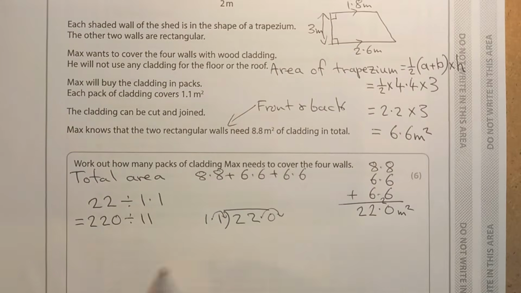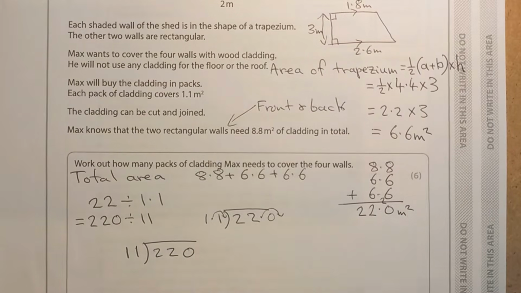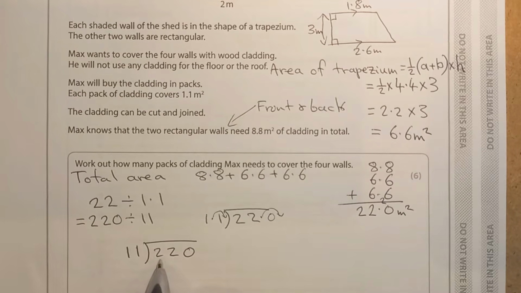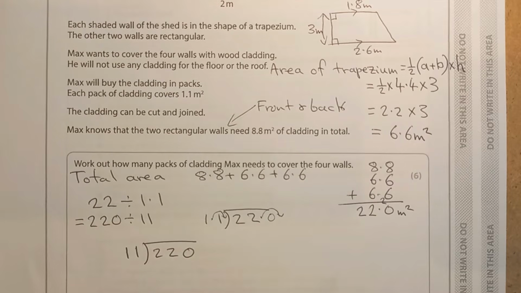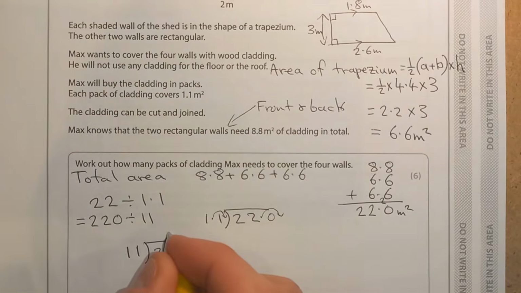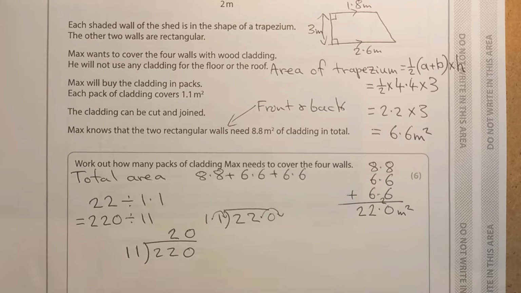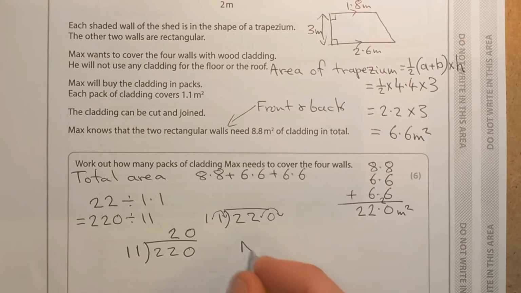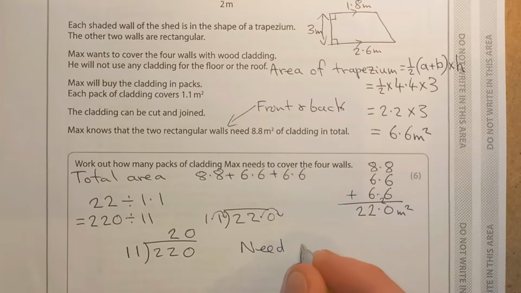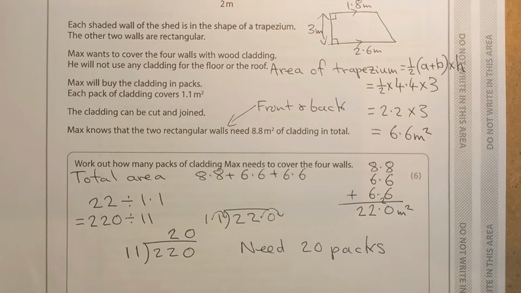Now this might be a bit nicer for us, because we're going to have 11 into 220. How many times does 11 go into 20? Well, 11 doesn't go into 2. So what about 11 into 22? Well, 11, 22. So it goes twice. 11 into 0 doesn't go. So we're going to need 20 packs.